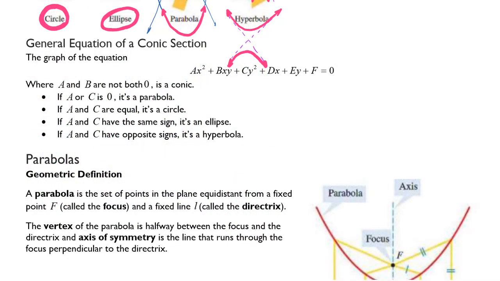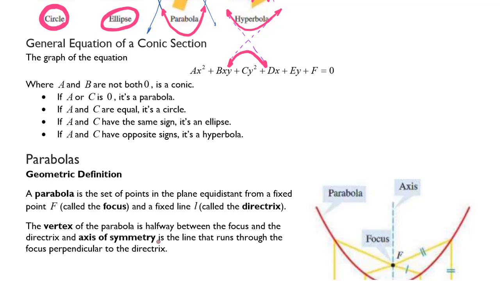The general equation of conic sections is what we'll look at next, and the graph of the equation can be this really long equation here. Ax squared plus Bxy plus Cy squared plus Dx plus Ey plus F equals 0. And if you're overwhelmed, don't freak out too much. We'll be refining that equation a little bit here shortly, where we define A and C are not both 0 in a conic. If A or C is 0, it's a parabola.